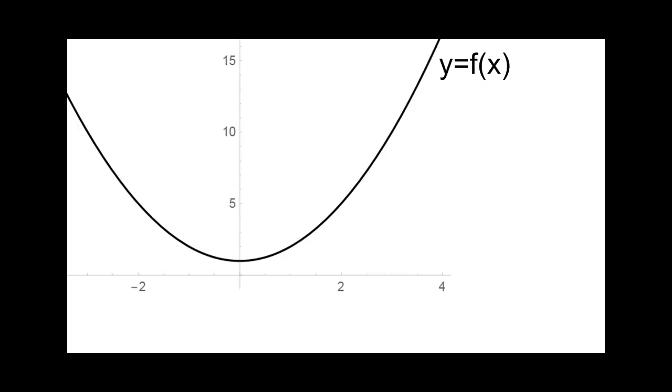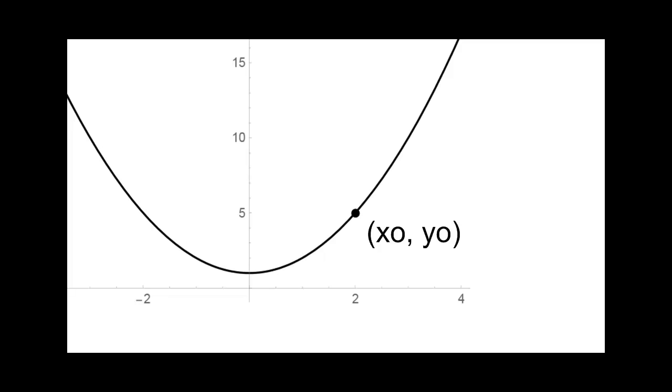Linearization. Given the function y equals f of x, find the linearization of that function about the point x naught, y naught, where x naught, y naught is some point on the curve. Once you've picked the point on the curve, the linearization is simply the equation of the tangent line at that point to the curve.